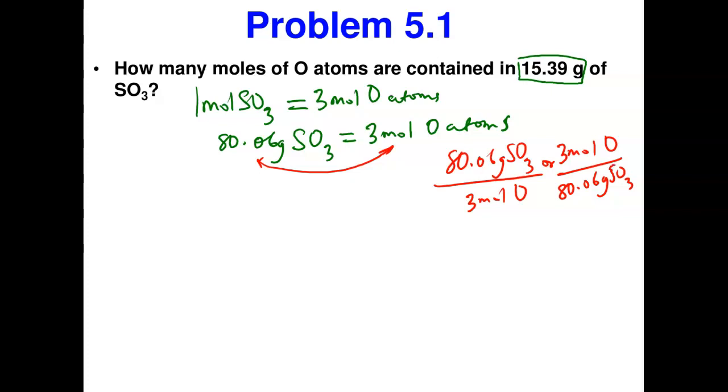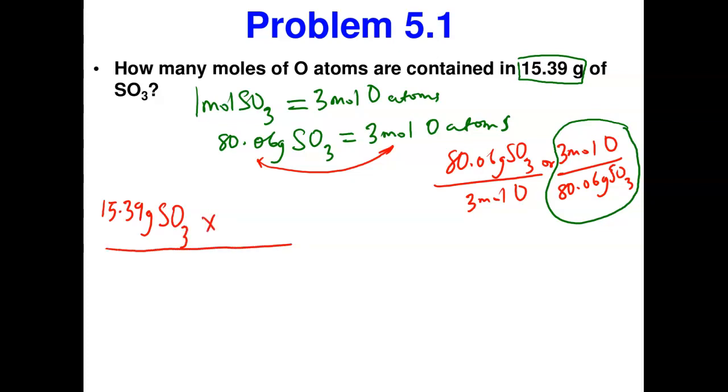So let's move on. Which one are we going to use? Since we're looking for the moles of oxygen, what it simply means is that the mole of oxygen is what we need, and that is going to be at the top. So basically, I'm going to be using this to solve the problem. Moving on from there, I'm going to start with what I was given. I was given 15.39 grams of SO3. I'm going to be multiplying that, of course, again.